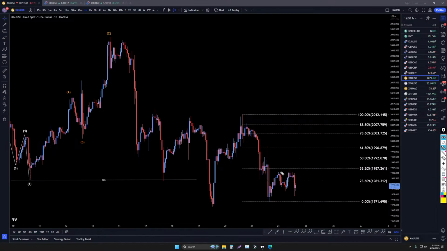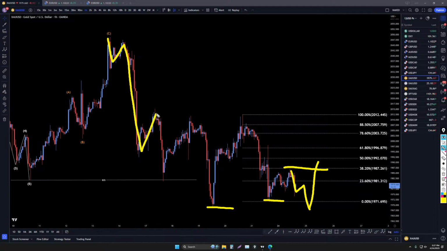I don't really see any proof that it's going up, and honestly, I think it's more likely to go down, maybe down to these lows. But like I said, if it turns up in a big way and takes out structure, I would definitely be convinced that this is the end of the correction. It's very hard to count.